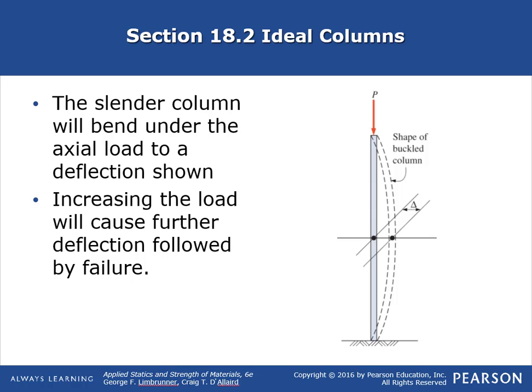So let's talk about ideal columns. An ideal column has a pin joint at both ends, so it is free to rotate about the end point, and that's really what causes the buckling. And we'll talk about different end conditions. Like in this case, it's shown being fixed, but your typical ideal column has a pin joint at both ends. The slender column will bend under the axial load to a deflection shown. Increasing the load will cause further deflection, and if you go far enough, that deflection will cause failure again below the yield strength of the material.